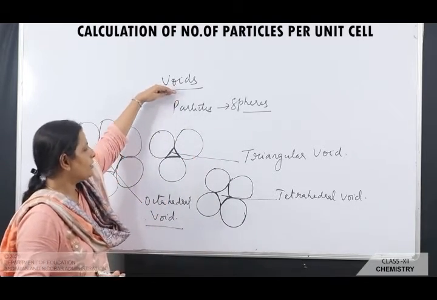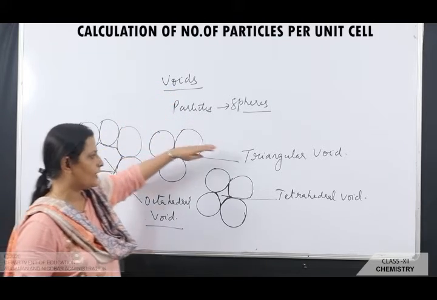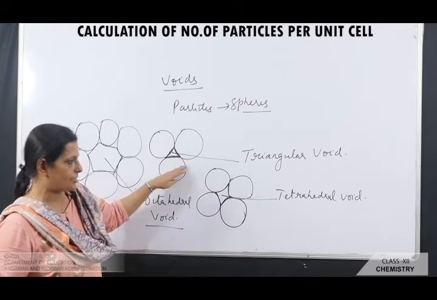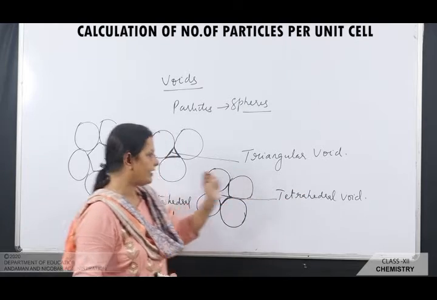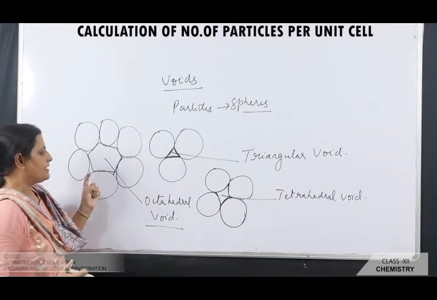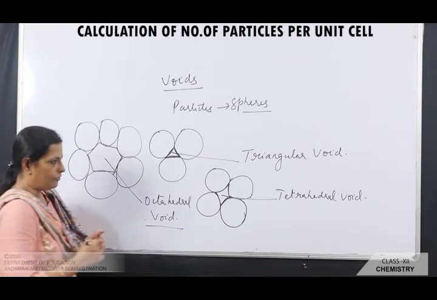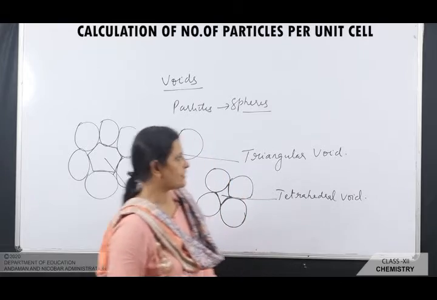So void is what? The space between the touching spheres is known as void. The first one is known as triangular void, the void formed by 3 touching spheres, and the void formed by 4 touching spheres is known as tetrahedral void, and the void formed by 6 touching spheres is known as what? Octahedral void. So on this basis, next topic I will be discussing is packing in crystals.